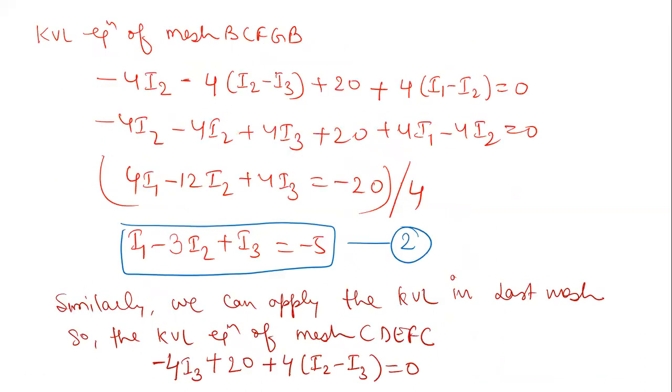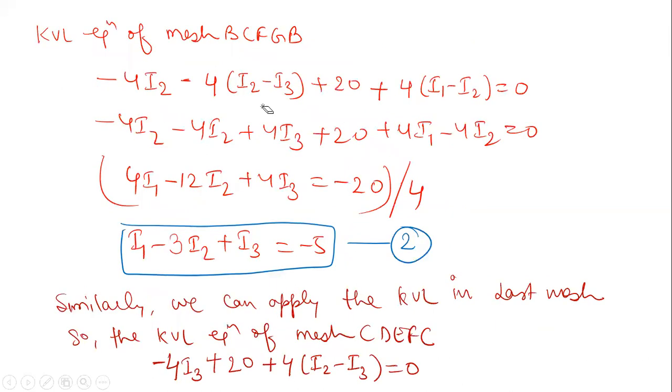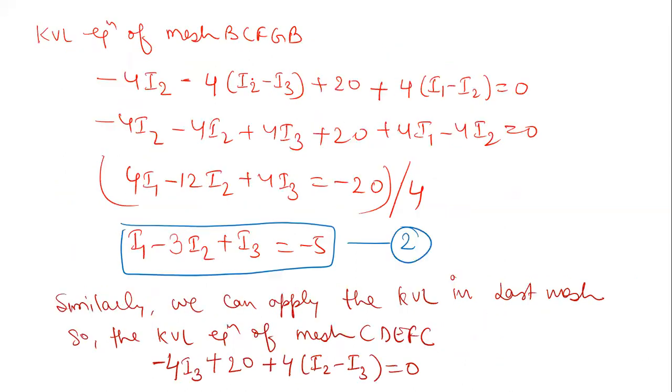Similarly, we will apply the KVL in mesh B, C, F, G, B. So this is our B to C, C to F, and F to G, G back to B, right? So we'll apply KVL in this case also. So the KVL equation of this mesh would be given here. So let us start with this 4 ohm resistance. So 4 into I2 would be the voltage drop. But as you can see, the direction of these two currents is matching. So I'll take it as a voltage minus 4 I2. So it is minus 4 I2. Similarly, we have the rest of the values here, right?